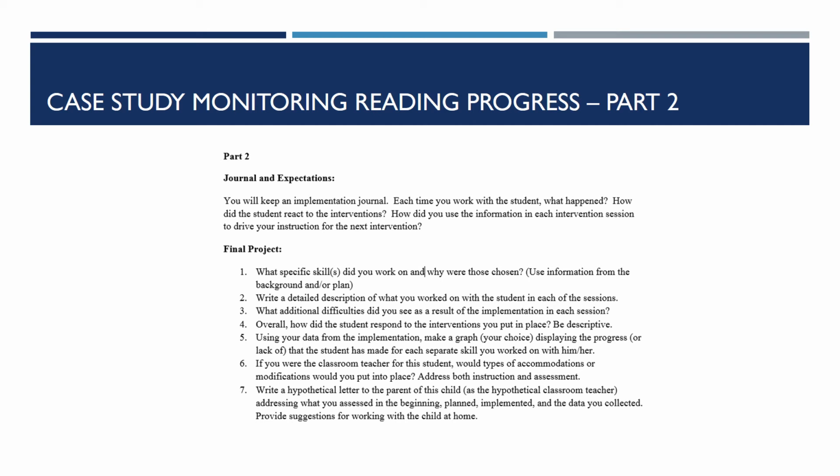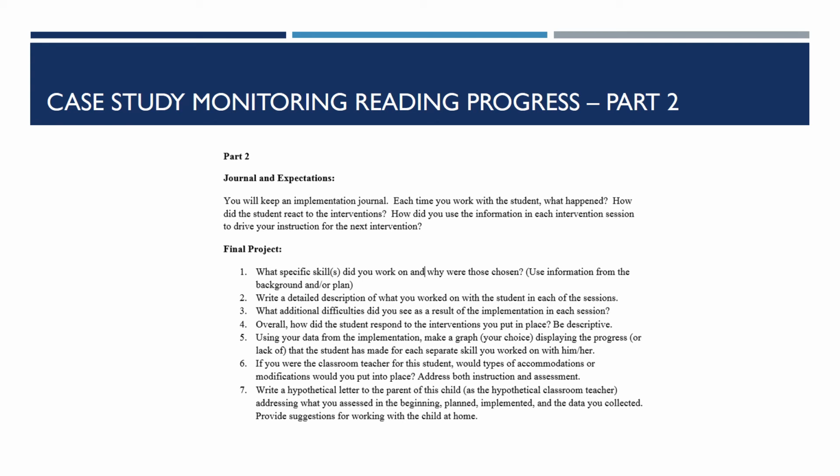Be descriptive on this. And then using the data from the implementation, you will need to make a graph of your choice, so it can be a bar graph, a line graph, whatever graph you choose, displaying the progress or lack of that Garrett has made. So I would suggest graphing the beginning test results and the end test results on a graph so that you can see the progress or lack of, and graphing the 8 sessions so that you can also see that particular progress.